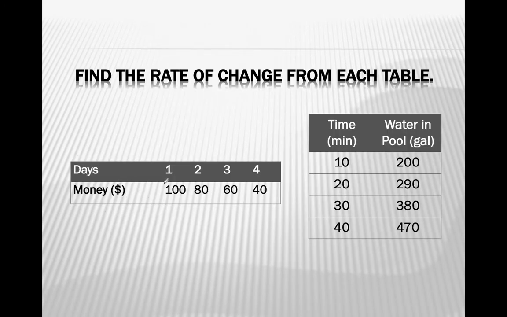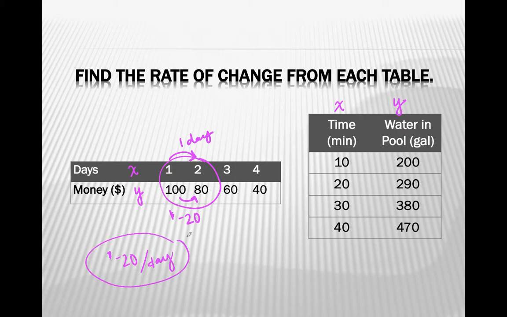For this first example, the days is our x and the money is our y. Remember, it's always x then y, and this kind of table is x then y. So any 2 points are fine. Again, I tend to use the first 2. We're just finding the difference between the y values and the difference between the x values. So from 100 to 80, that's a drop of $20, negative $20, and then that's an increase of 1 day. So this one is nice and easy because it's already in simplest form. You lose $20 per day.